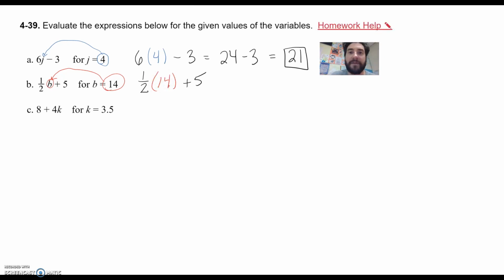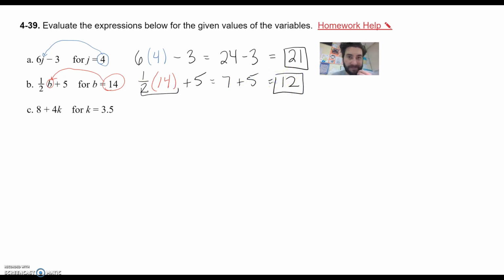Now we need to figure out what half of 14 is. Well, half of 14 is 7. And 7 plus 5 is 12.